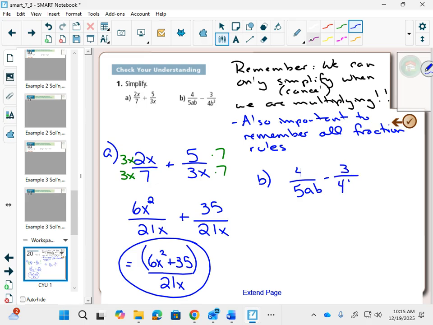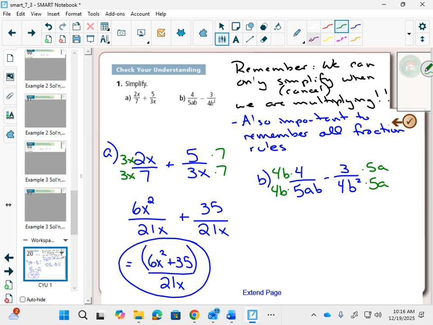I'm subtracting. I need a common denominator. Numbers-wise, this one's missing a 4, so I multiply top and bottom by 4. This one's missing a 5, so I multiply top and bottom by 5. Variable-wise, this one has an a, this one doesn't, so I add an a to the second one. The first one has a b, and the second one has a b squared, so the first one needs another b.